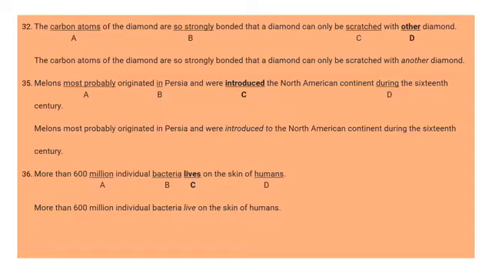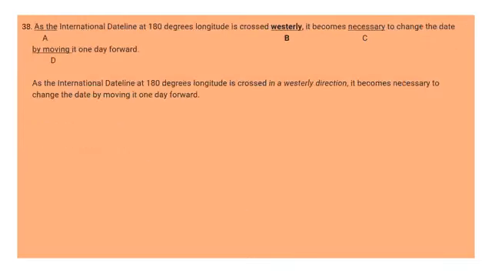So the rule of the agreement has been mentioned before, that the subject must agree with the verb. Bacteria are plural nouns, so the verb should be live, not lives. So we don't need s after live. We just need live. Now let's go to the number 38.